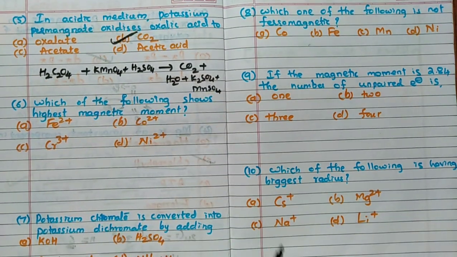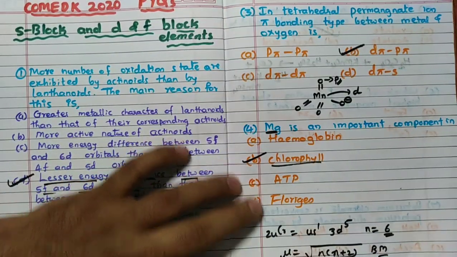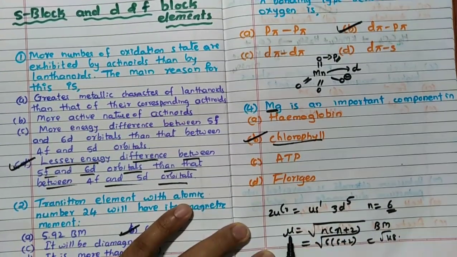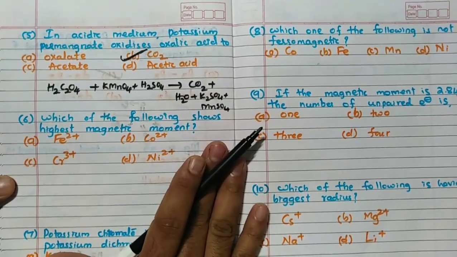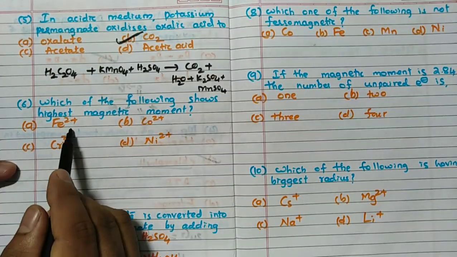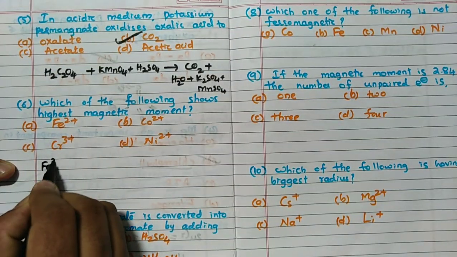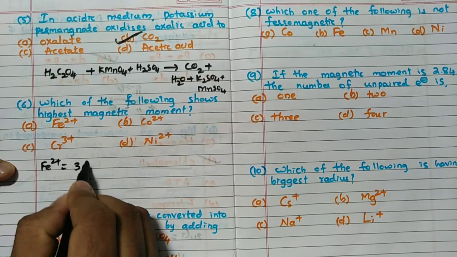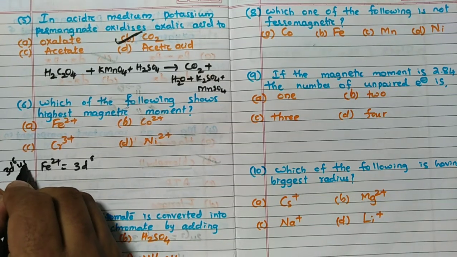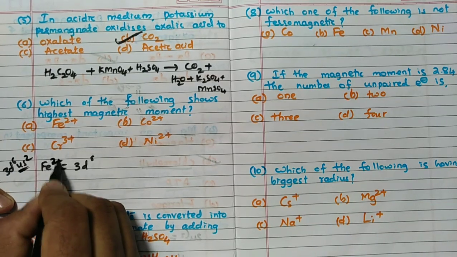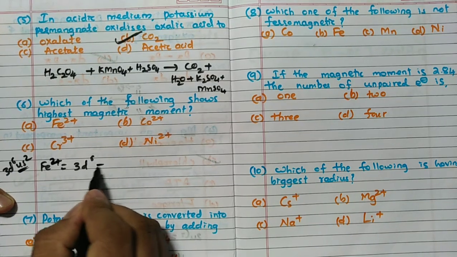Which of the following shows highest magnetic moment? By using this formula when I calculate, the n value should be maximum. In which case is the n value maximum? We will see that. In this particular case, Fe2+ is there, correct? Fe2+ configuration is 3d6, because iron is 3d6 4s2; the 4s2 is removed, so 2+ makes it d6 configuration.